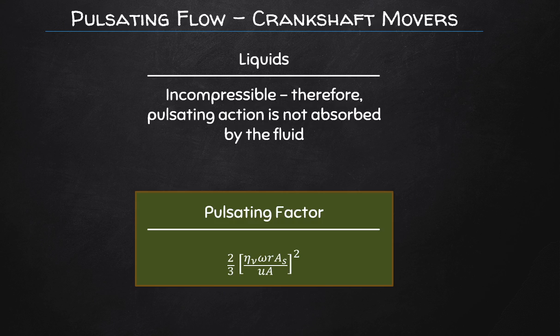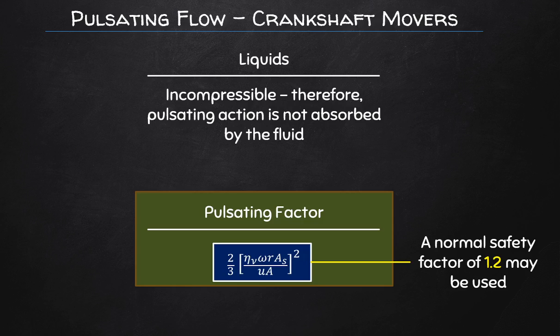In the case of liquids, which we obviously treat as incompressible, a pulsating factor is incorporated as shown here. Normally this safety factor lies between a value of around 1.2 or higher, but it all depends on the type of fluid mover in question. So let's look at some common variations that are employed in industry.